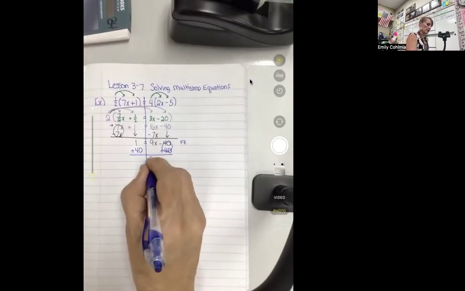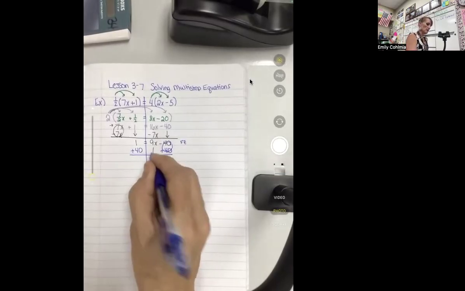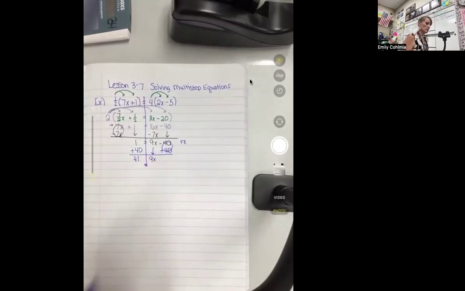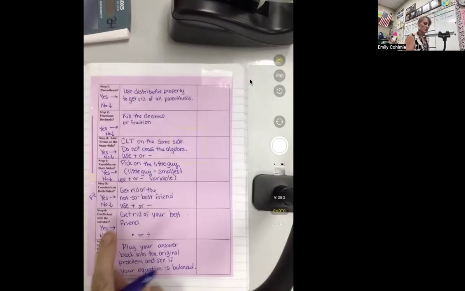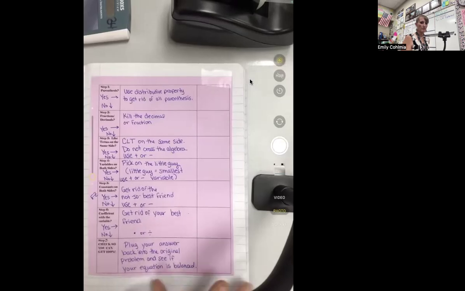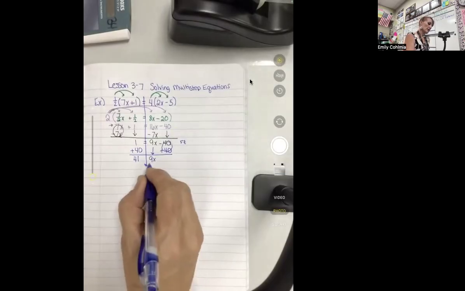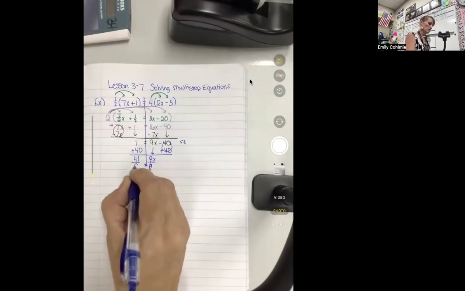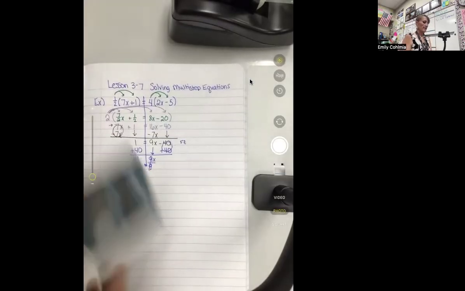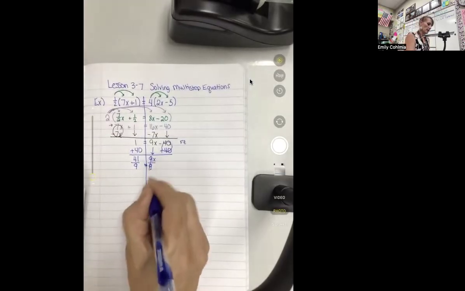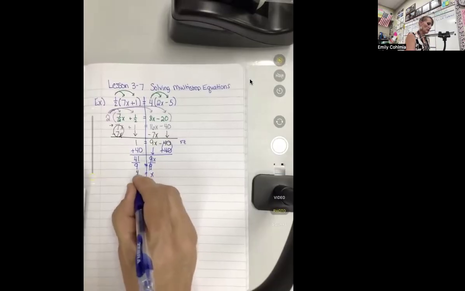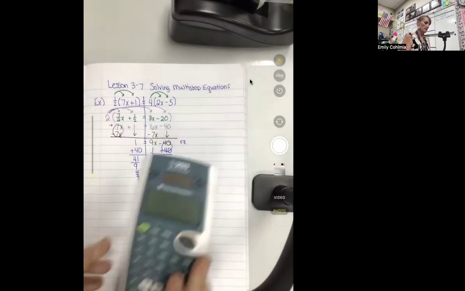And then we're going to bring down the 9x and add 1 plus 40 is 41. So we're still in the friend zone, but now we have to get rid of the best friend. So we have our bestie here, right? So 9 times x. So if we're going to multiply, then we're going to undo multiplication with division. Whatever I do to one side, I have to do to the other side. And I end up with x equals 41 over 9.